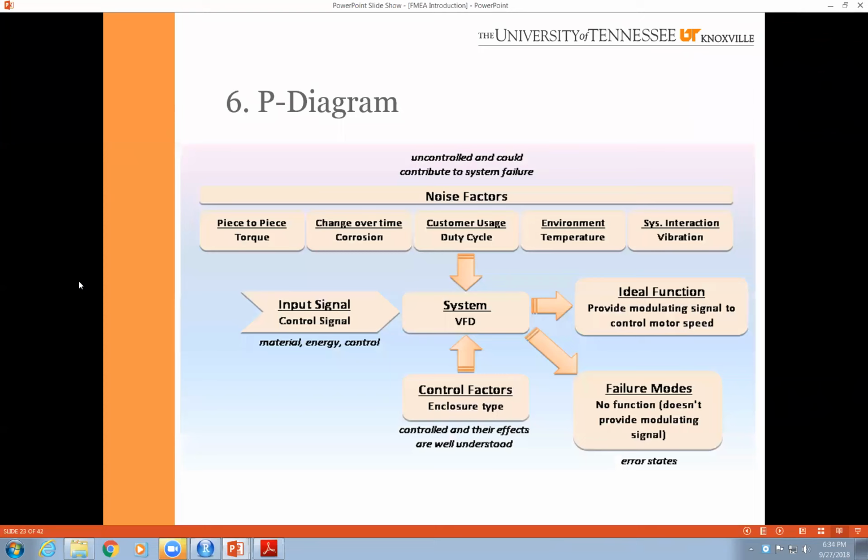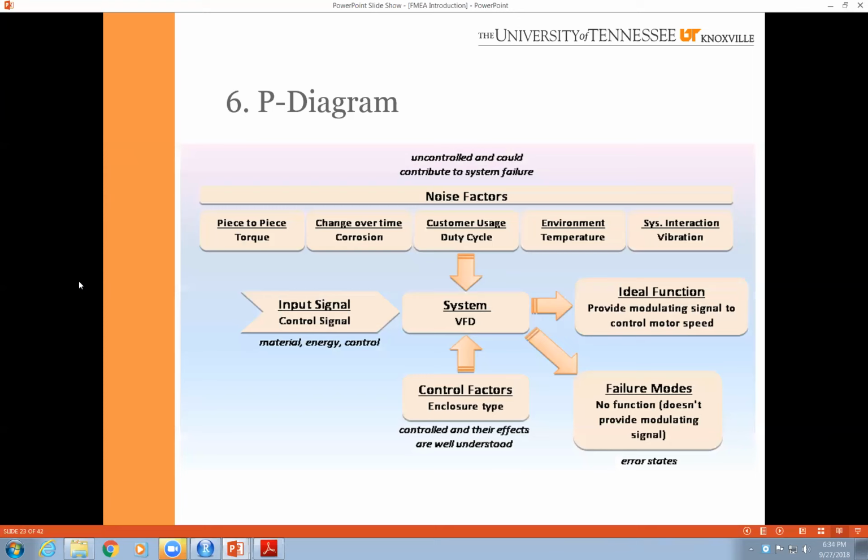What your ideal output should be, potential failure modes, but really the noise factors are very critical to identify early on. So maybe the torque that you're specifying is not gonna be controlled in the manufacturing. So maybe you need to put some specs on, or maybe you need to work with the manufacturing team on that. Change over time, something changes over time: wear out, corrosion, chemical interactions over time, and so on and so forth. What do you do about those, right?